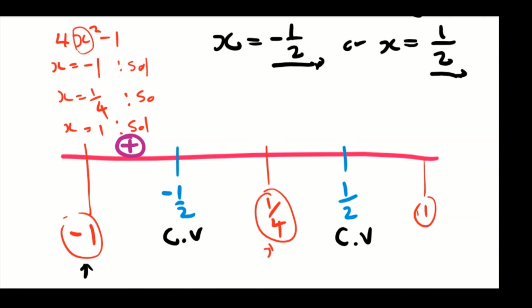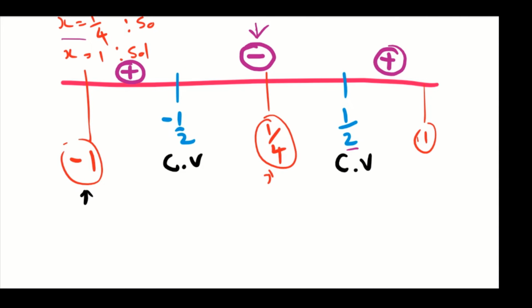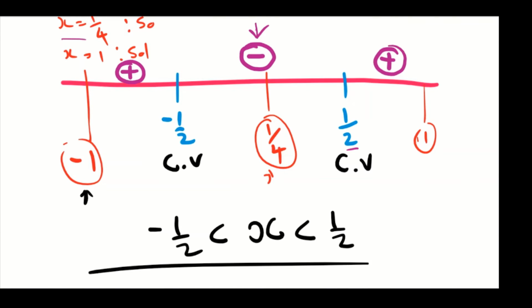And then when I substituted x equals 1 over 4, I got a negative solution of y, right? And then after half, which is this critical value, I got a positive solution of y. So we're only interested in the negative solution of y, which is this one here. So you will conclude using your critical values. You will say x must lie between minus 1 over 2 and 1 over 2. So this is your solution for this problem here.